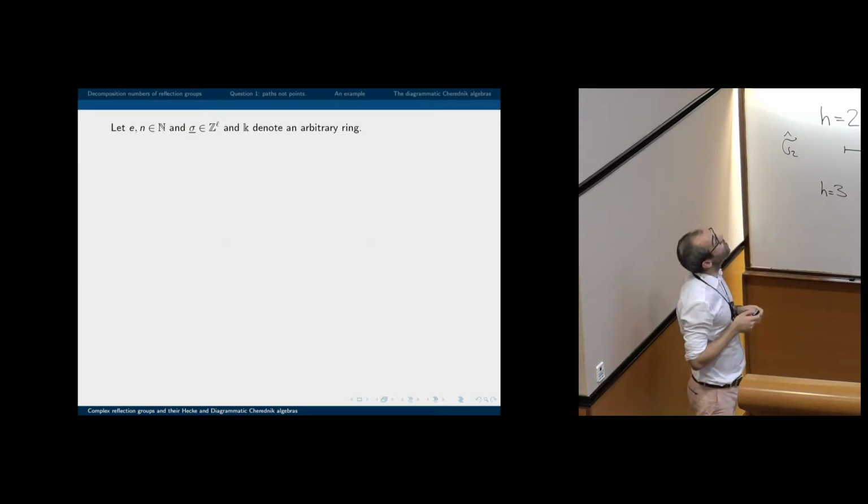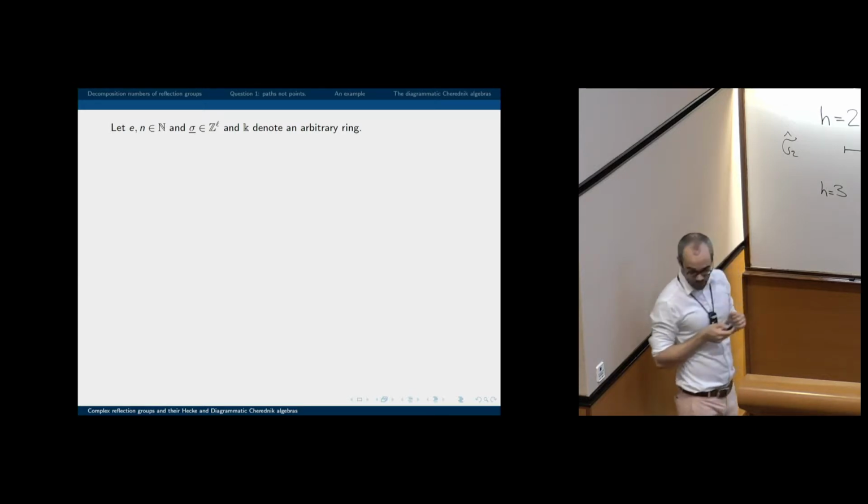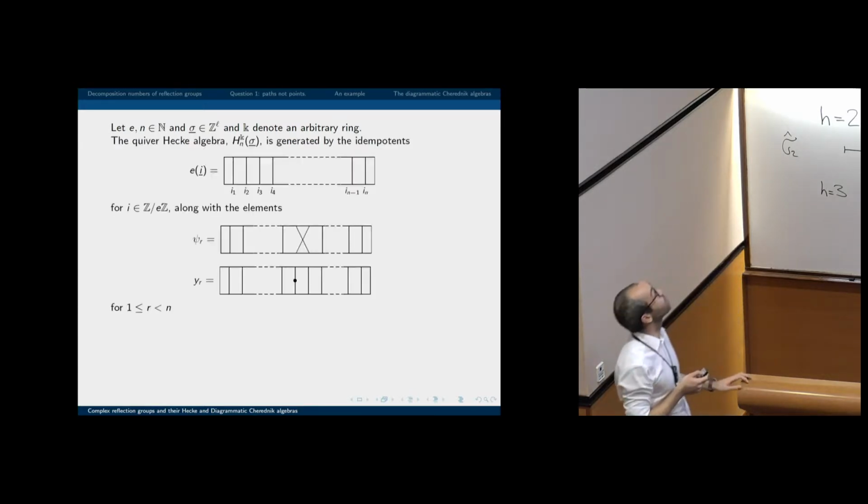Okay, so I'm going to fix a couple of integers. One would be a quantum characteristic, if you like. The other is the rank of my symmetric group, S_n. And then I'm going to fix a charge, a multicharge, to be an l-tuple of integers. And K is an arbitrary ring.